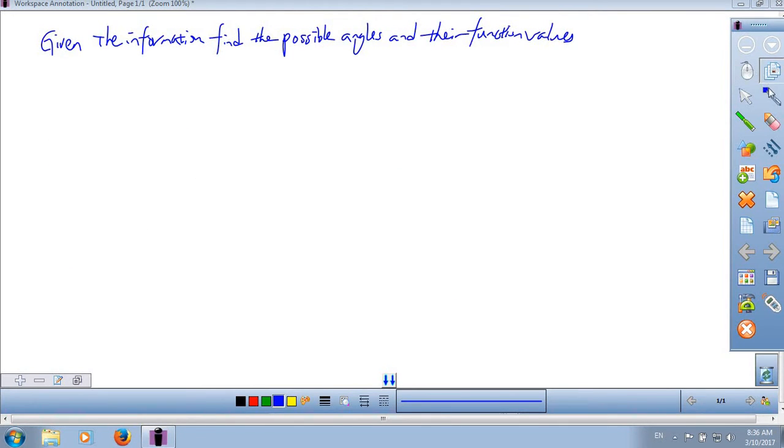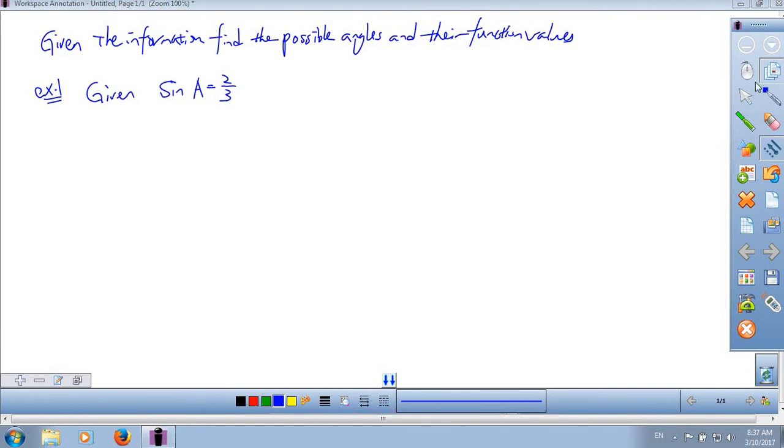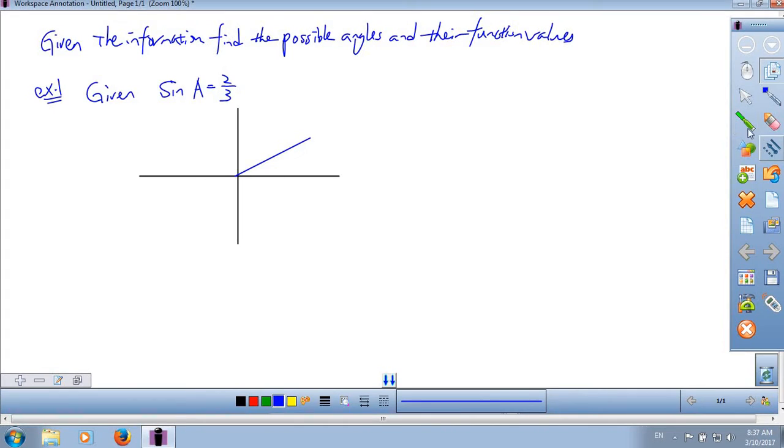In this kind of problem, they will give us information. For example, let's say sine of angle A is 2/3. They want us to find the possible angles, sketch them, and then find the function values of both of them. Sine of angle A is 2/3, which means angle A could be in two different quadrants. It can be in quadrant 1 or in quadrant 2. If it's in quadrant 1, then it would probably look like this.